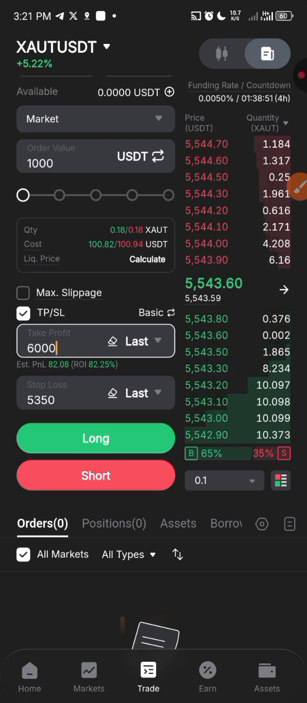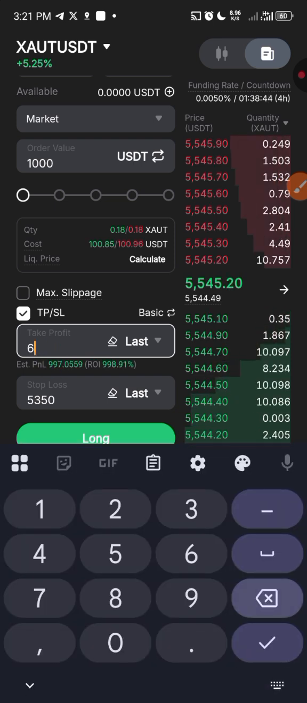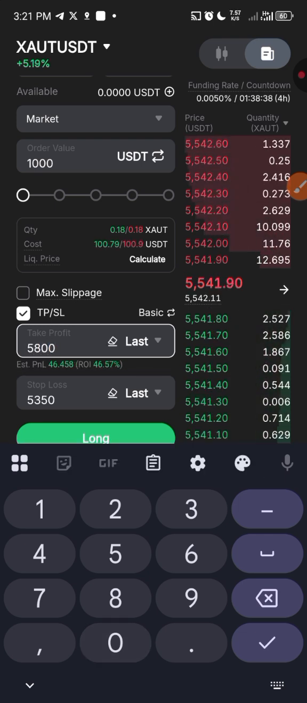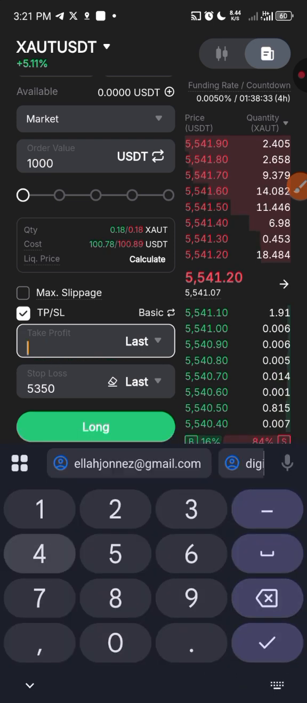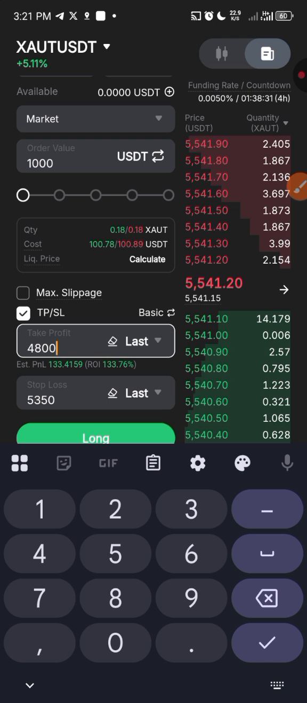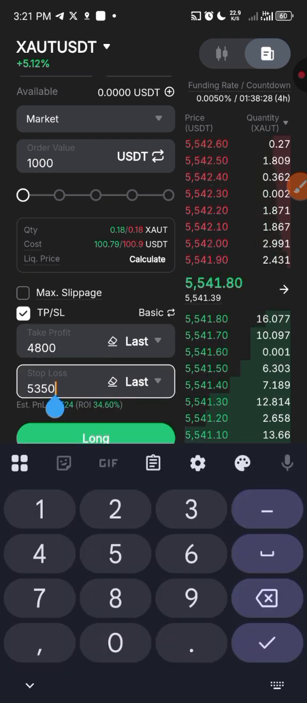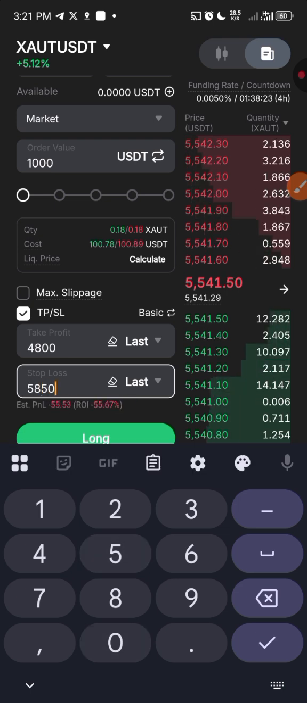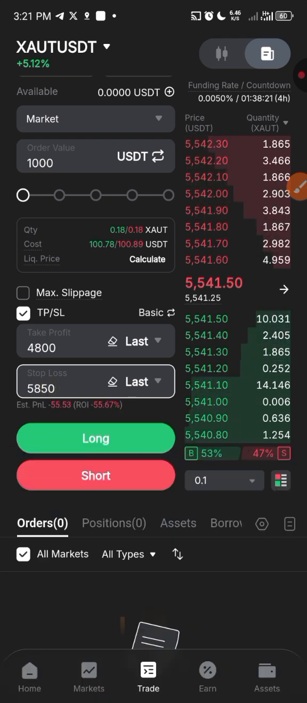Now, if maybe you want to go short, of course, you know you are going to do the reverse of what I have done. If you want to go short, then your TP should be lower than where it is right now. Let's say my TP is around 4,800. Sorry, 4,800, not 5,000. That's my TP, and then my SL is going to be around, let's say 5,850. You get 55%. That is how to set it, and then you click on go short, and you've gone short. So this is everything.